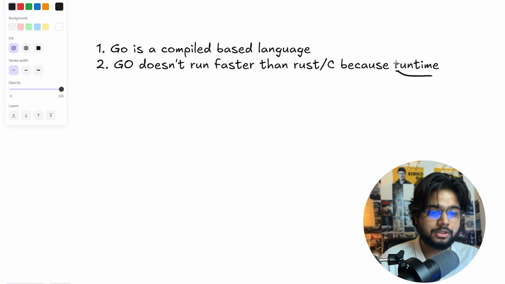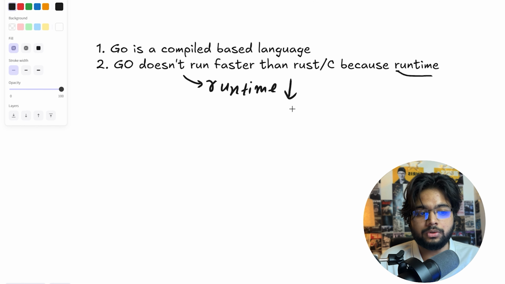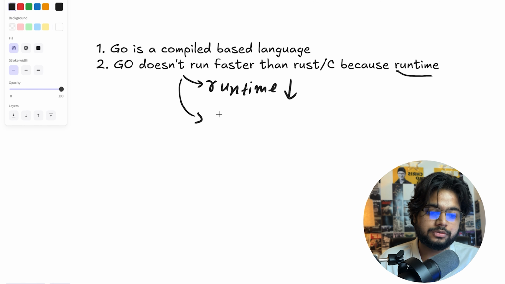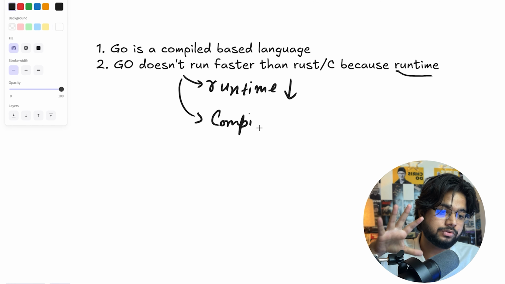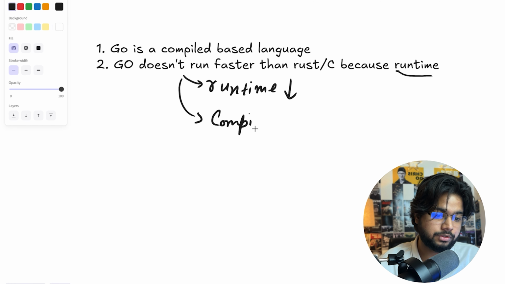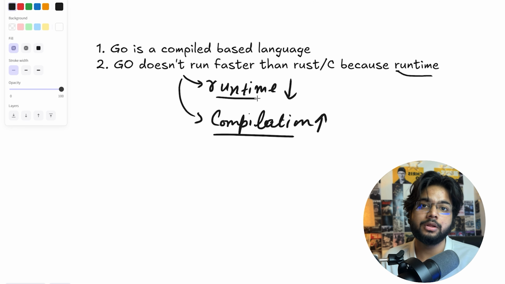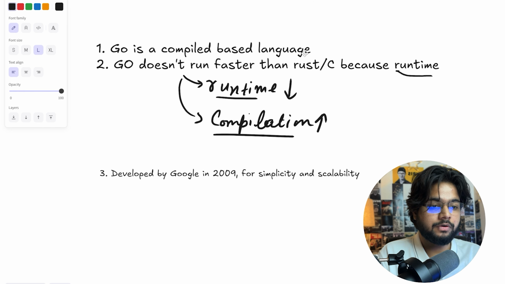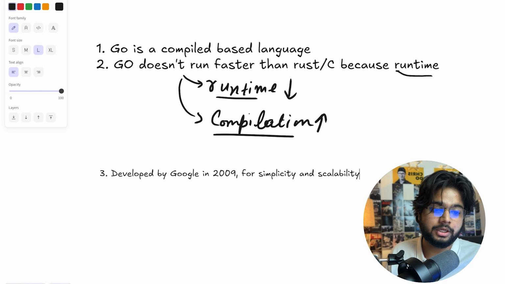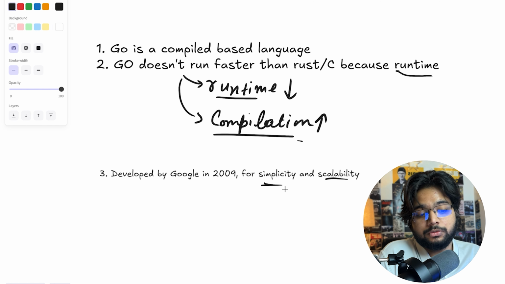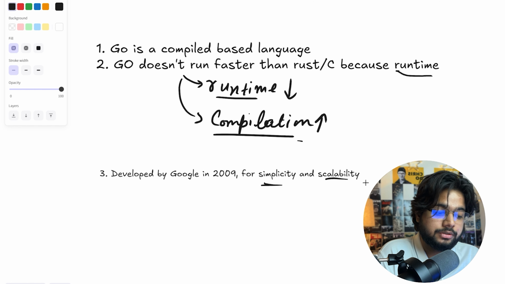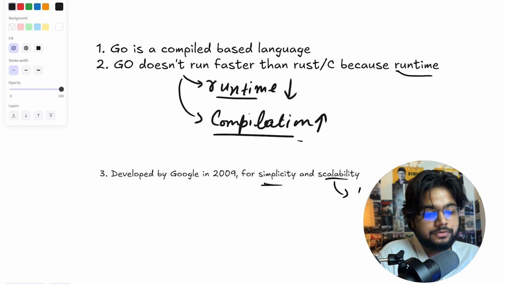But for now, just keep in mind that the runtime of Go is a little bit slow. Runtime is slow, but the compilation time matches Rust and C. Compilation time, the time taken to convert the high-level language code to machine language code, is comparable to Rust and C. So compilation is good, but the runtime slows down because of the criteria that I told you. Moving forward, it was developed by Google in 2009, and it got praised for its simplicity and scalability, and also for its performance, which we'll talk about later in this course along with concurrency and all the things.